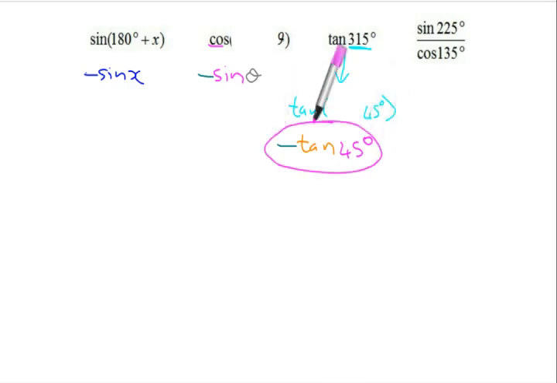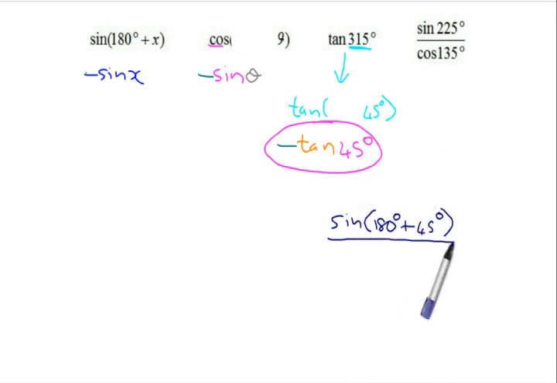And there you've got an expression, minus tan 45 degrees, that you can actually simplify without a calculator using your special angles. And then just looking at the very last one, sine of 225 we can write as sine of 180 degrees plus 45 degrees. Below the line we've got cos of 135, so we can write that as cos of 180 degrees minus 45 degrees. And then we apply the three-step rule for every one of those expressions individually.